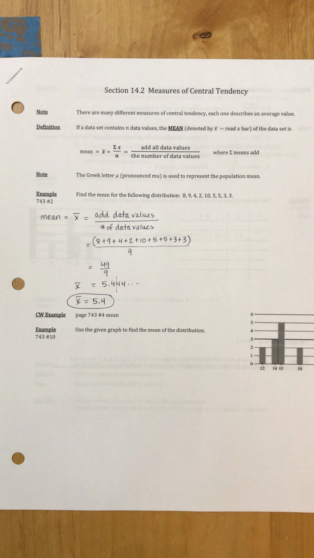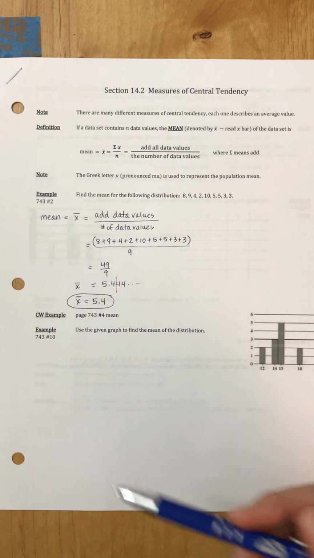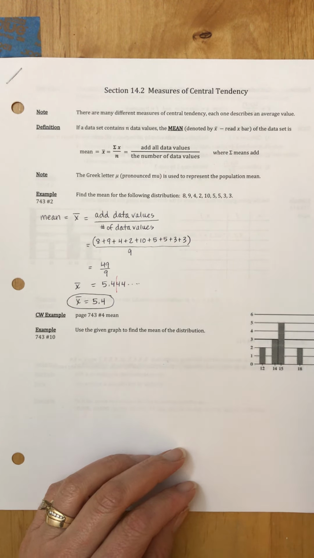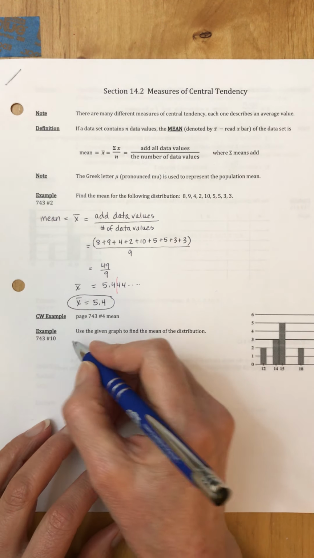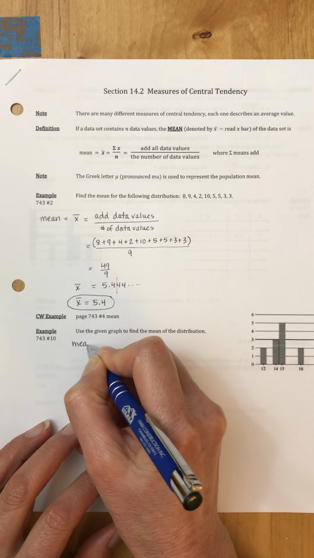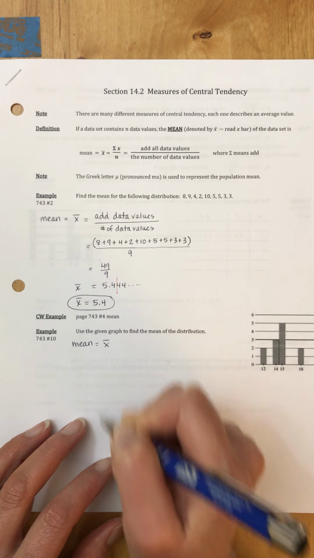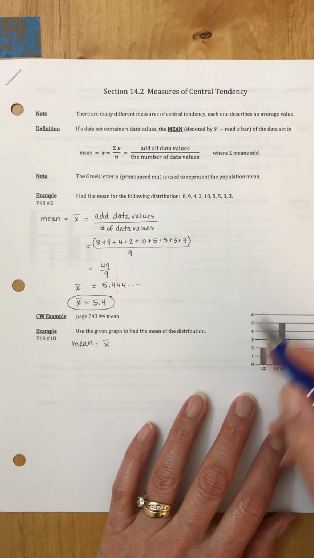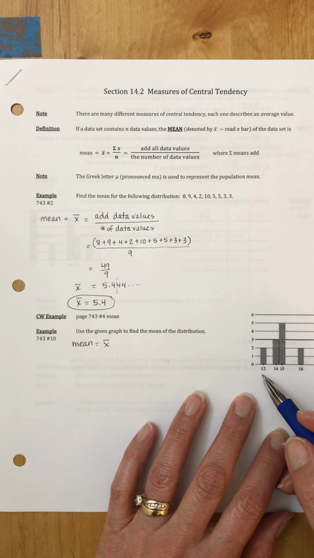Okay, so hopefully that went well. Let's go back to number 10 here. So 10 says, use the given graph to find the mean of the distribution. So let's think about what this means. The mean, again, is equal to x bar. And that means we're supposed to add up all the data values. So let's make sure we understand this chart. What is this chart saying?